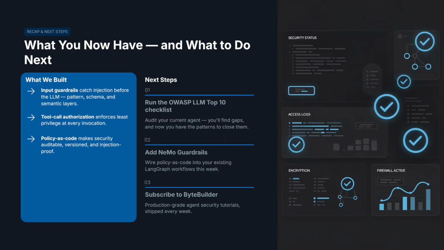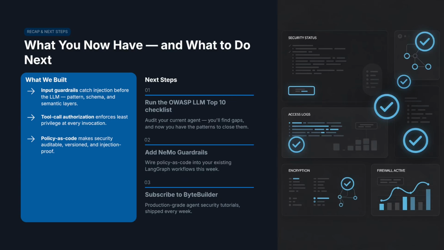Let's recap what we built. We started with an agent that had 0 validation between user input and tool execution. A single crafted prompt could trigger any tool with full permissions. We fixed that with a 4-layer defense system. Input guardrails catch injection attempts before they ever reach the model, using pattern matching, schema validation, and semantic classification. Tool call authorization enforces least privilege by checking every tool invocation against an allow list, role-based permissions, and a policy file defined in code and not in prompt. And output filtering scans every response for leaked data before it reaches the user.